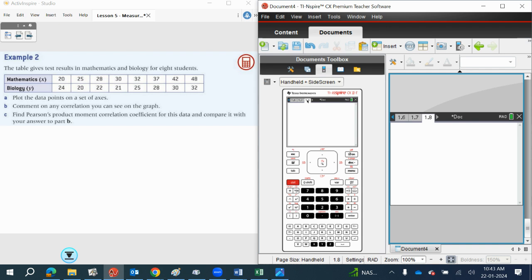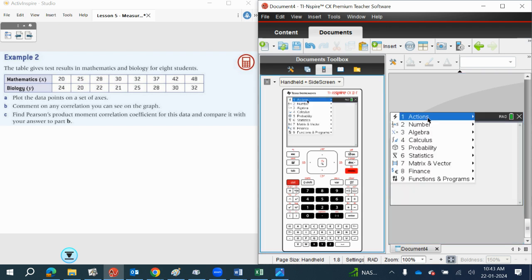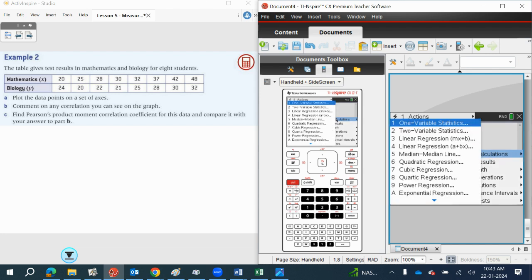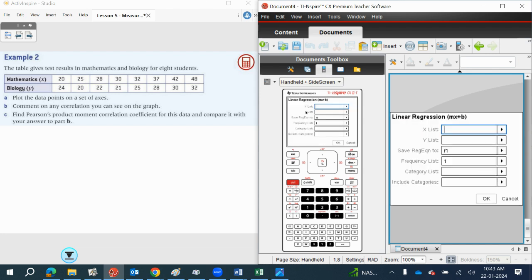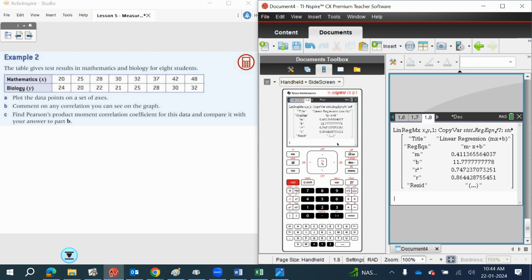We press menu 6, 1, 3 for linear regression. You choose your X list here, you choose your Y list there, like this. Notice it's going to store the regression equation in the first available slot. So I don't have any graphs in at the moment, so it's going to store it in F1. That's useful to us. It looks like this.